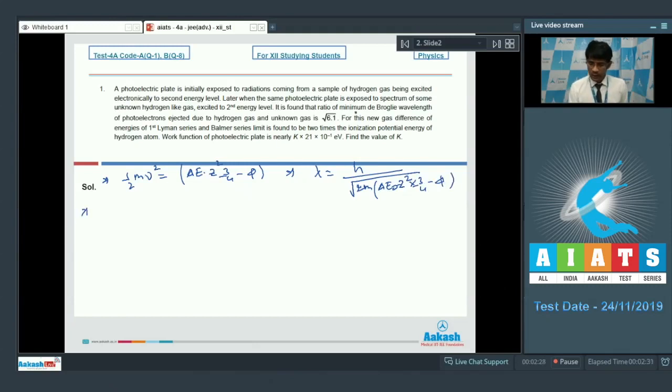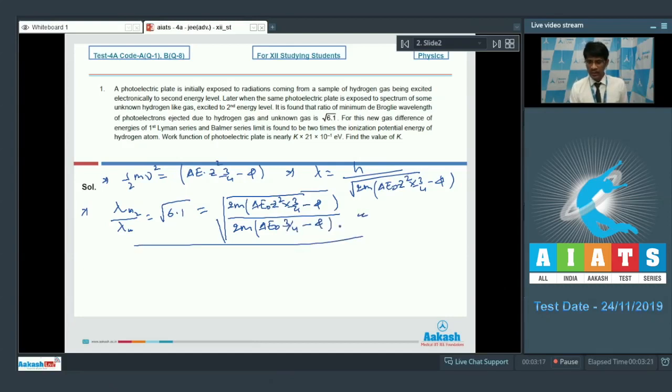It's been given that the ratio of the de Broglie wavelength of the electron ejected due to hydrogen gas and unknown gas, so I'll write lambda of hydrogen gas and lambda of unknown gas, is equal to square root of 6.1. From here I'll be writing, for hydrogen gas Z is equal to 1, and for unknown gas it is Z. It is simply 2m delta E naught Z square into 3 by 4 minus phi divided by 2m into delta E naught, and this value Z to be 1, 3 by 4 minus phi. Let it be this equation for the time being.